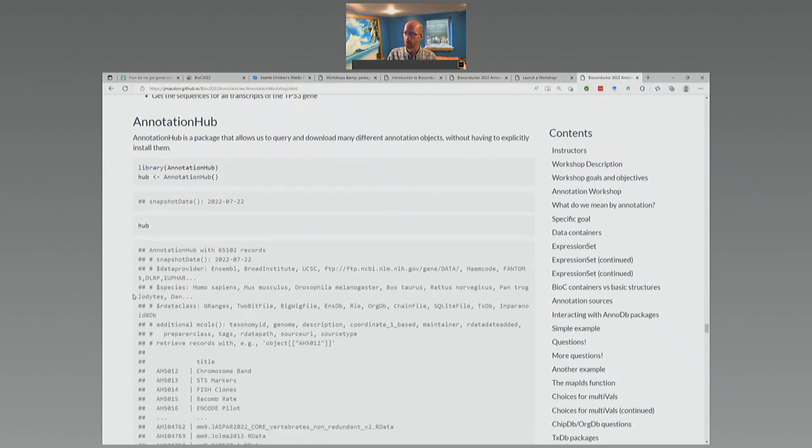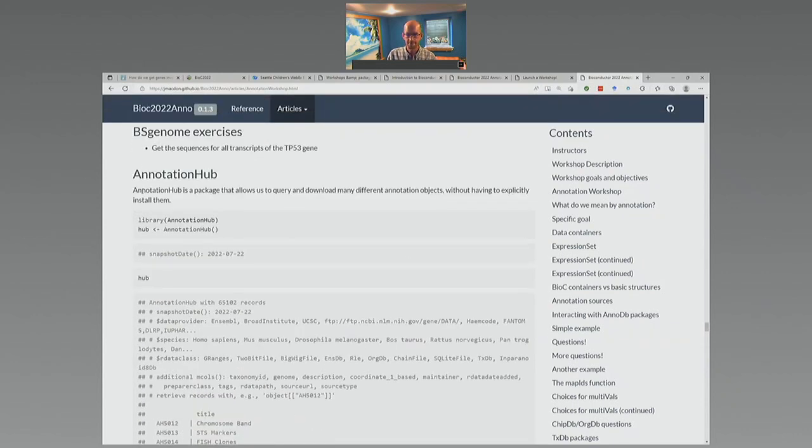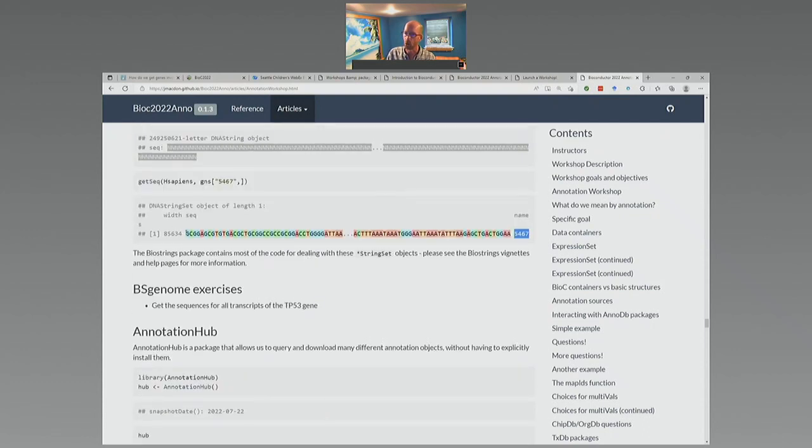So all of those things that are installed, we are just packaging data that comes from online sources. May Woods asked what happens with DNA sequences that vary between individuals. So this is the reference genome, and the reference genome doesn't vary between anybody.